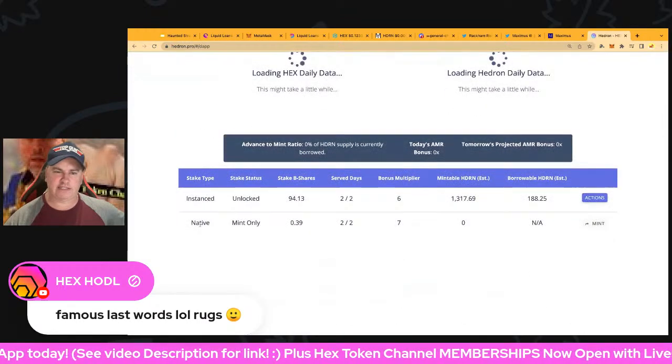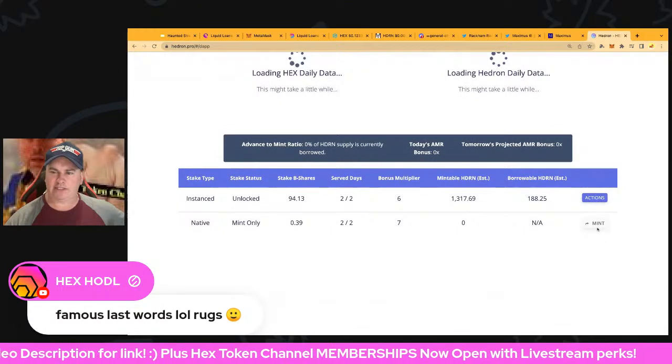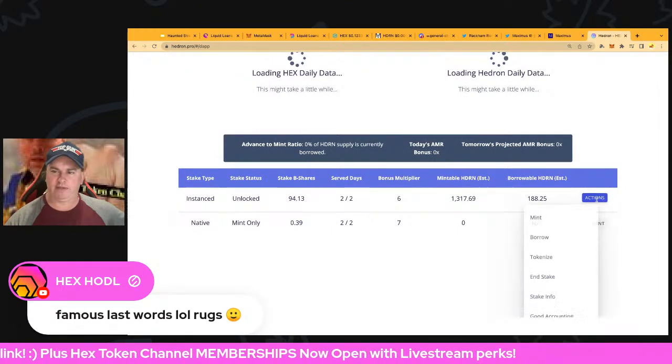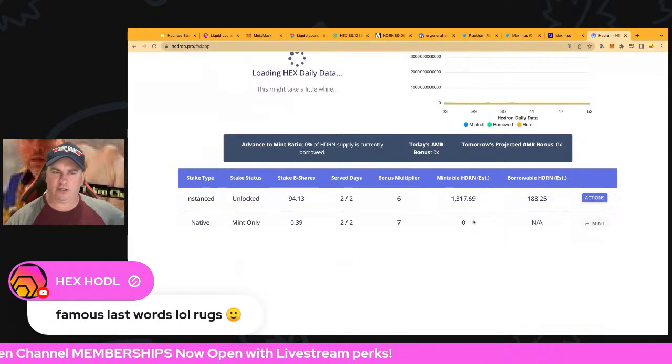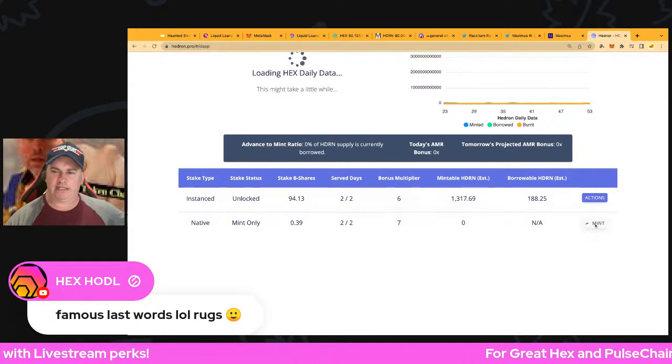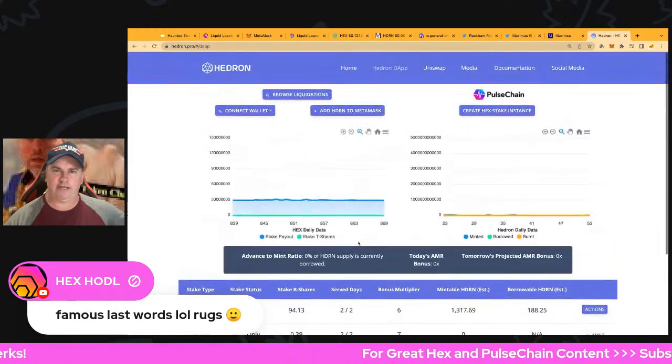You'll see your native stakes down the bottom here. You'll see some actions on the right there. Of course, I've done mine, but you can't see that on an instant stake. So there's a claim button and a mint button. You need to click the claim button, and that will get you a 5x bonus at the moment.